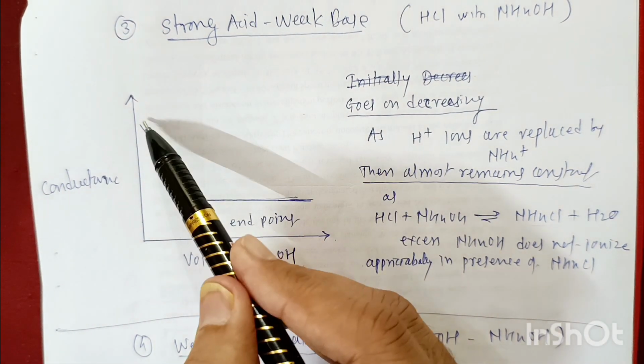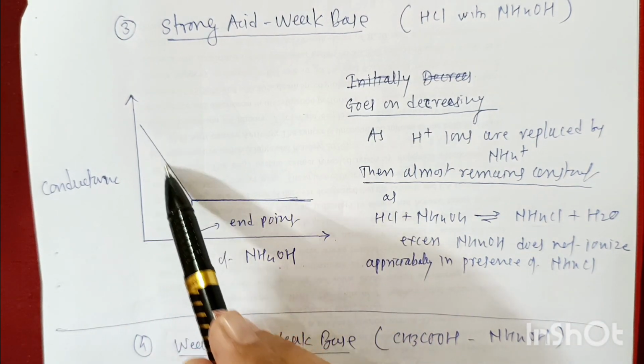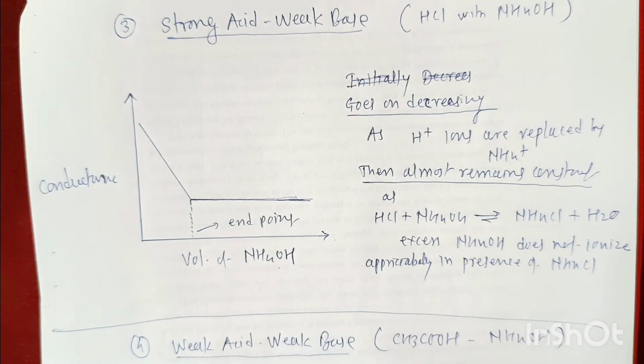So this is the nature of the graph. Initially conductance goes on decreasing and then almost remains constant.